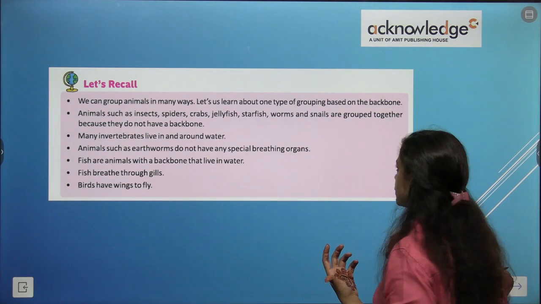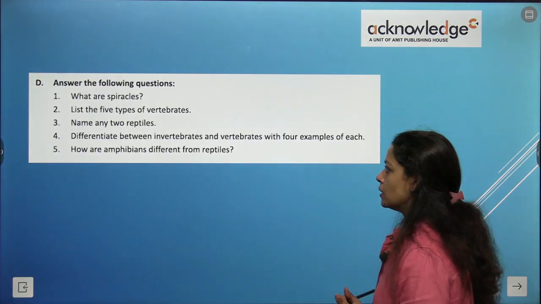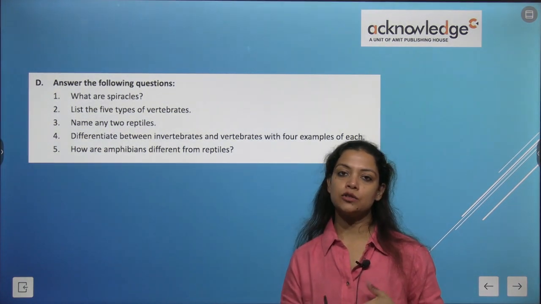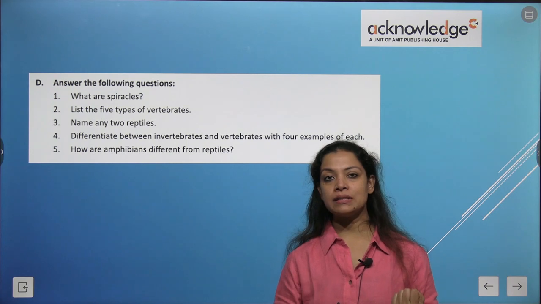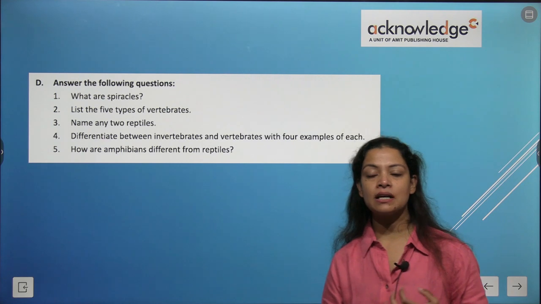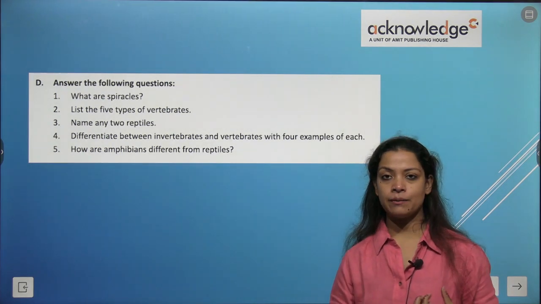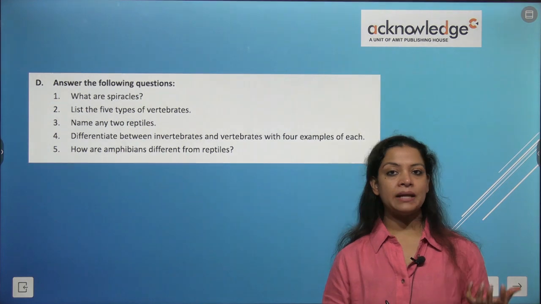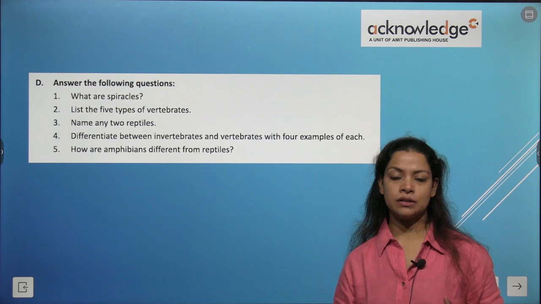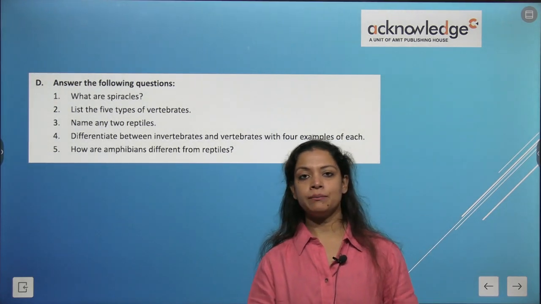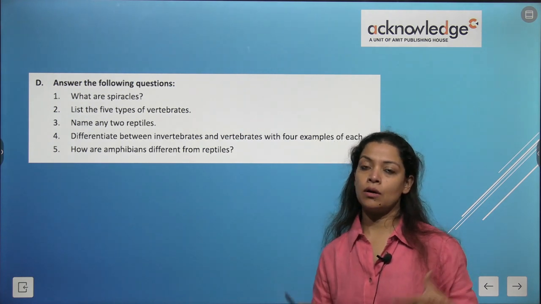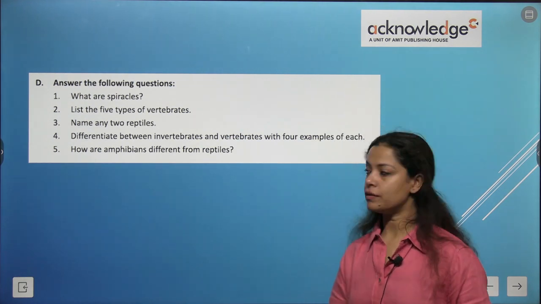Let's see what questions we have to answer. What are spiracles? Spiracles are tiny holes present alongside the body of an insect which help it to breathe. List the types of vertebrates. Vertebrates are basically animals having a backbone. Vertebrates could be reptiles, mammals, amphibians or birds. They can be on land, inside the water, or both, or in the air. So these are the types of vertebrates.